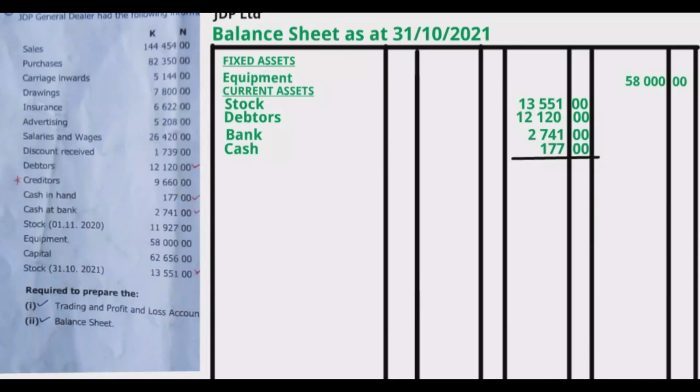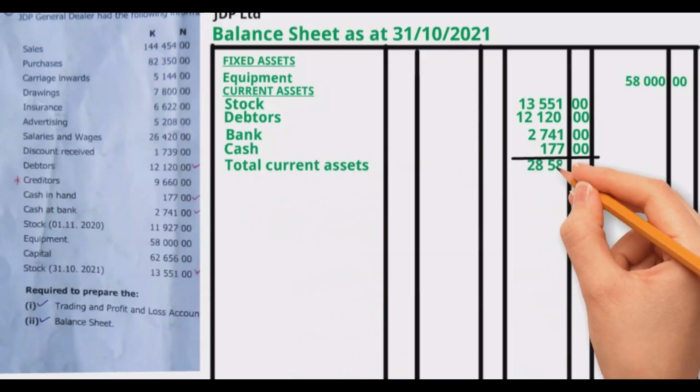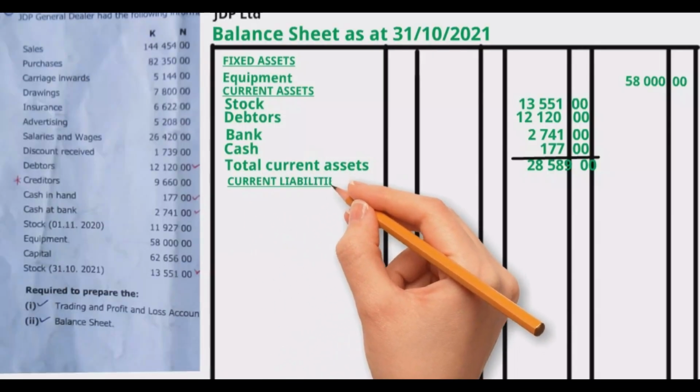Okay, so now we come to total current assets, which we have. We add these items we have written: 13,551 plus 12,120 plus 2,741 plus 177 of the cash in hand, which will give us 28,589.